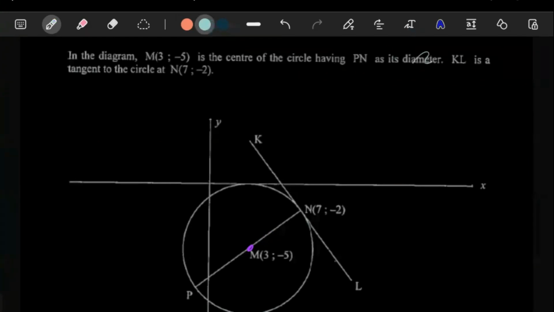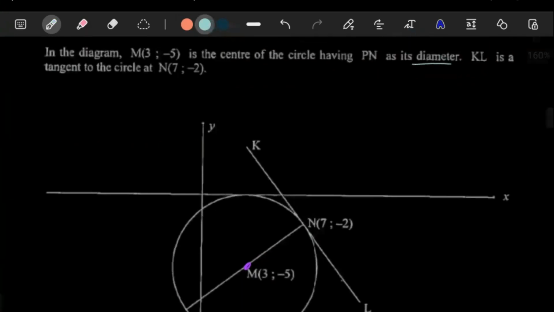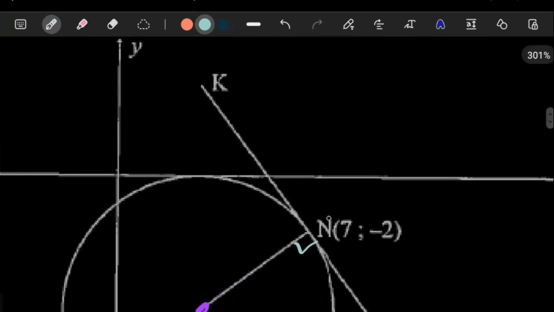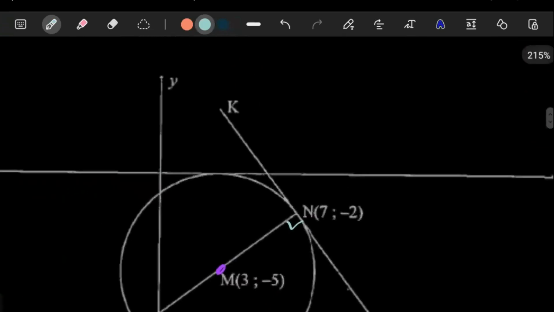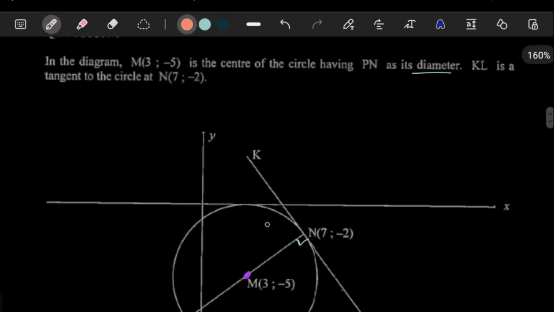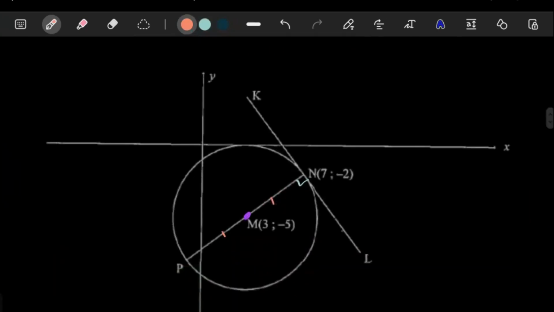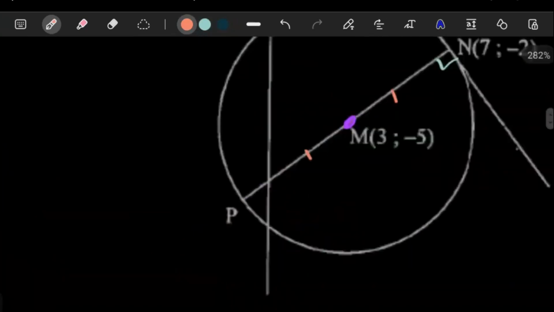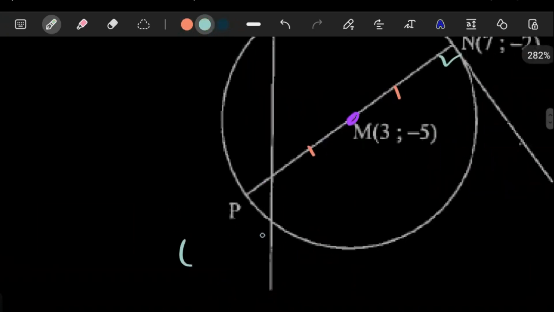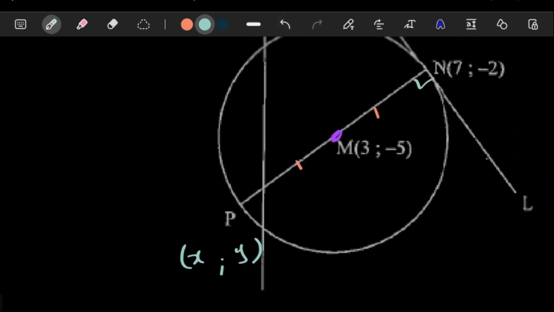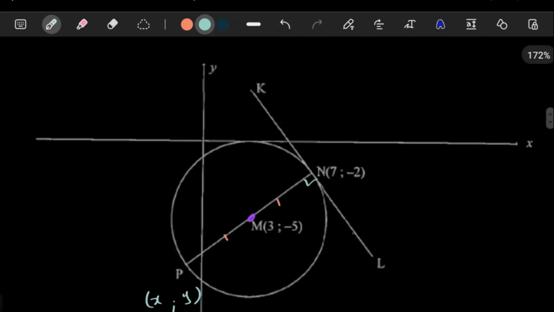So them telling us it is a diameter is important, because now we know at least that this is a 90-degree angle, tangent, perpendicular, radius. And then we now know that these lines are equal. This is the midpoint of these two. So already we're anticipating that if they're going to ask us for P, we can just use the midpoint formula, because we have the middle of the two lines and we have the other side.